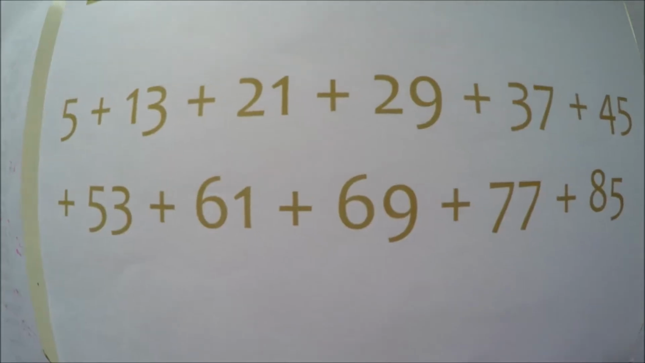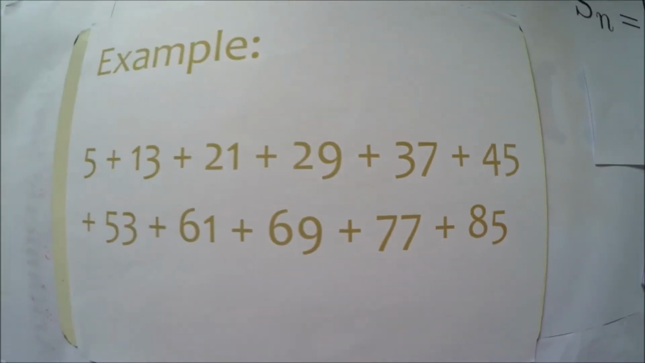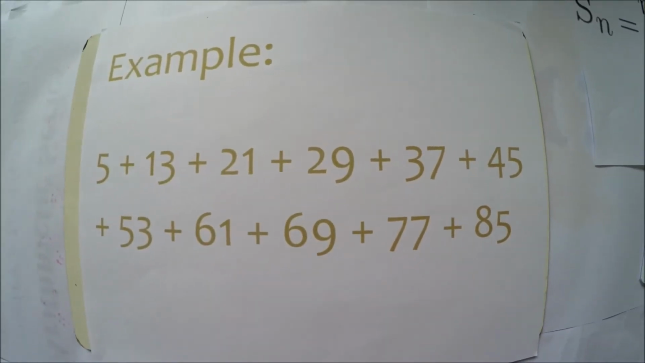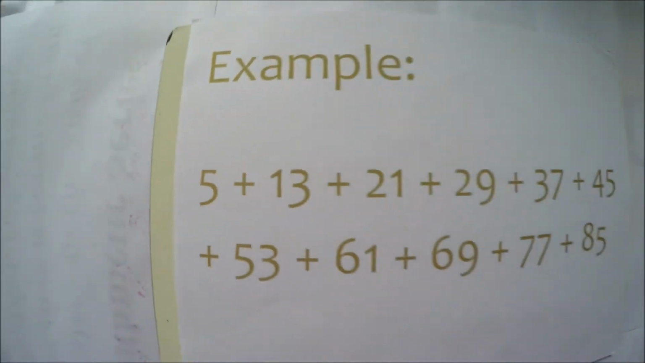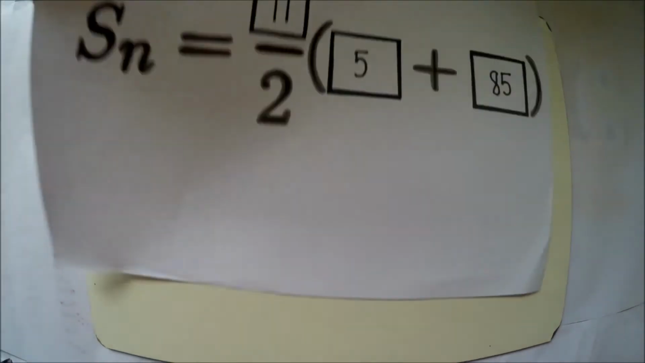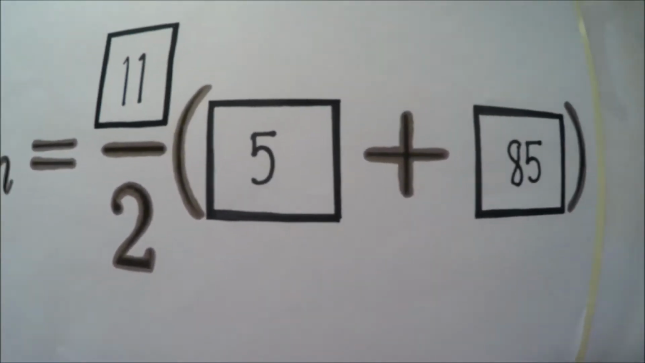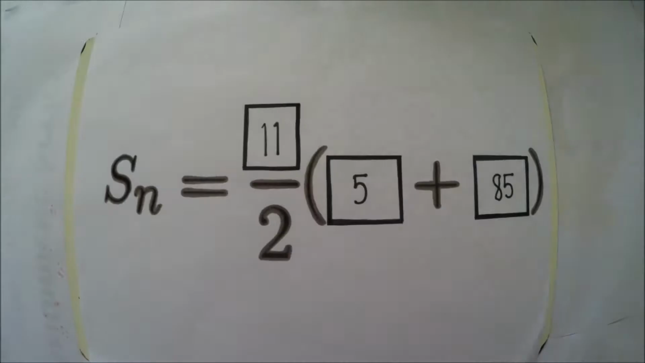Now, I'll show you how to get the sum of this given sequence: 5 plus 13 plus 21 plus 29 plus 37 plus 45 plus 53 plus 61 plus 69 plus 77 plus 85. 5 is the first term and 85 is the last term. Now we're just going to input the terms in the formula: 11 because the sequence has 11 terms, 5 as the first term, and 85 as the last term.